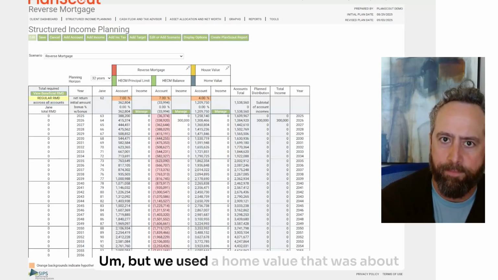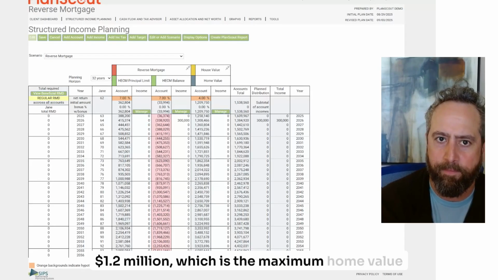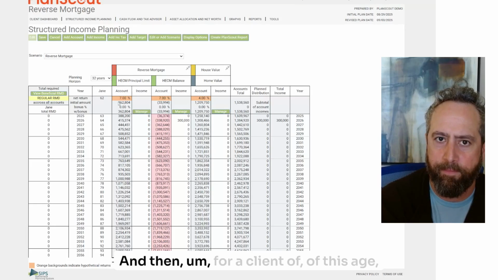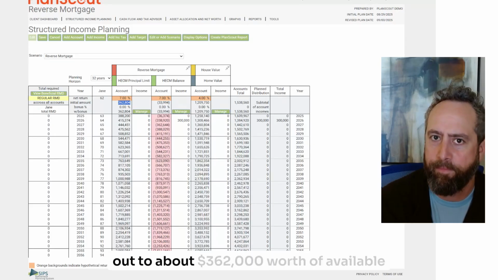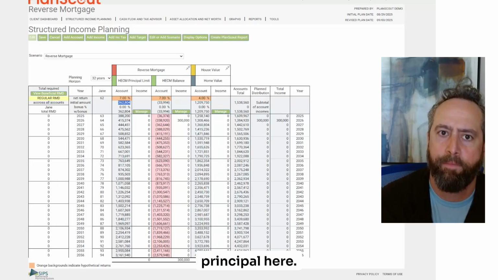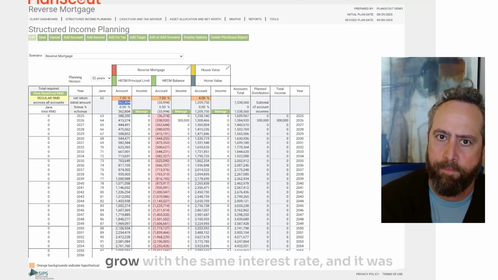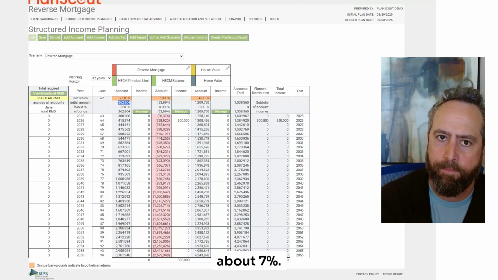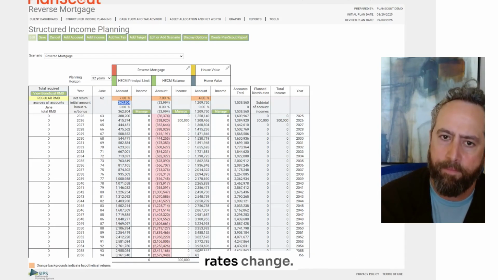But we used a home value that was about $1.2 million, which is the maximum home value that will count towards the principal limit. And then for a client of this age, at the time that we made this demo, it worked out to about $362,000 worth of available principal here. And the interest rates will vary over time. The principal limit and the balance will grow at the same interest rate, and it was about 7%. But those can fluctuate as well as interest rates change.